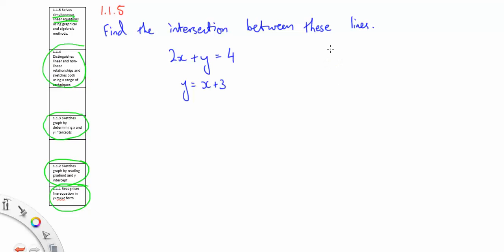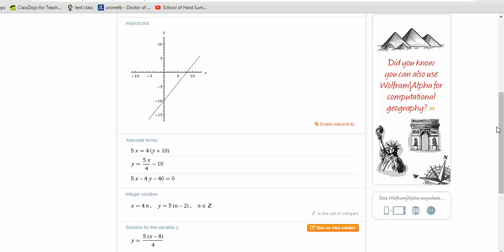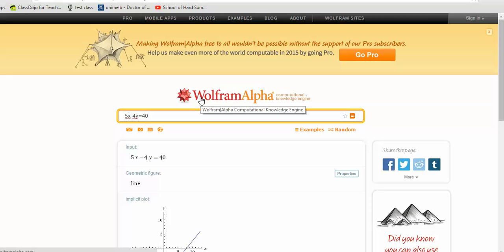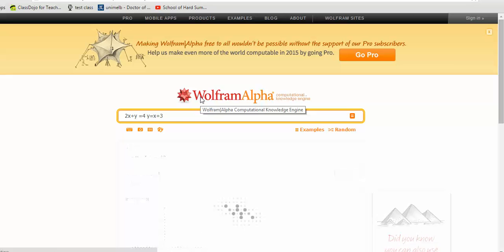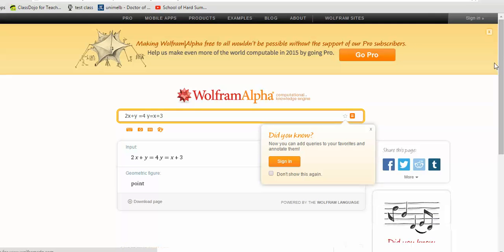So what you do is you sketch each one and you find the point where they intersect, so where they overlap. You can do that by sketching each one. You can do it with algebra. I'll show you the answer on Wolfram Alpha though. So you've got 2x plus y equals 4 and y equals x plus 3. Let's have a look. It's going to give us a bunch of things about it. Let's see what it tells us.